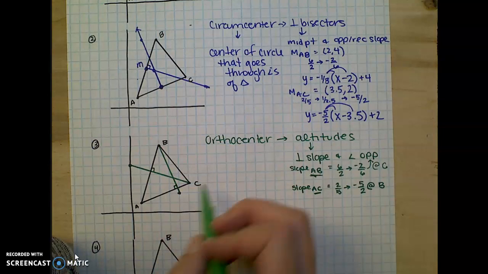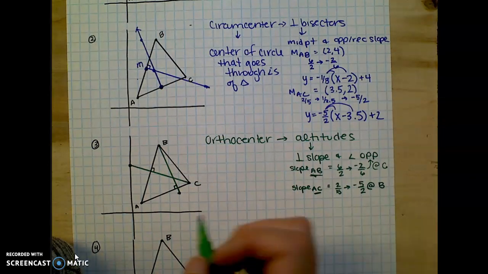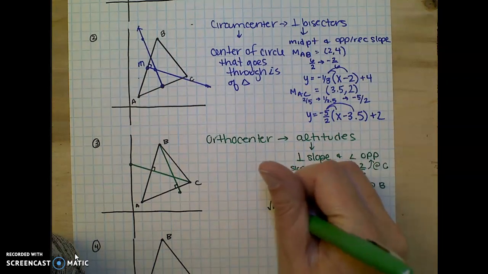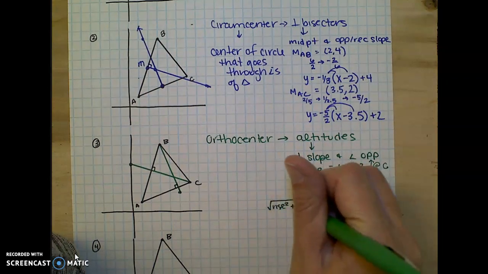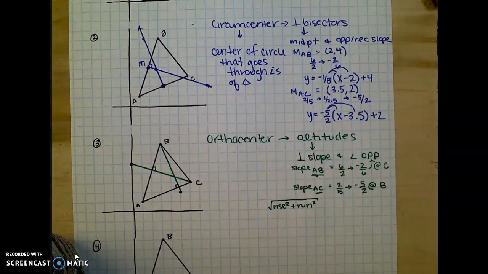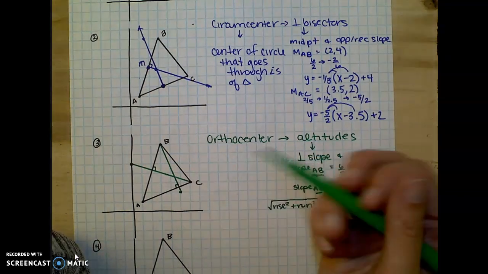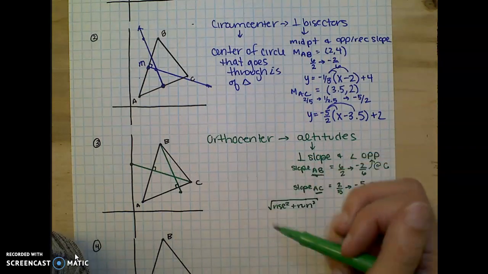Okay, and you could write the equations for those lines, or you could find the distance of those lines. For distance, remember we wanted to use the square root of rise squared plus run squared. But your orthocenter is not all that neat. Like, it's just sometimes inside, sometimes outside, or sometimes on.